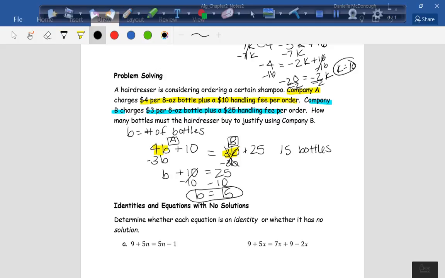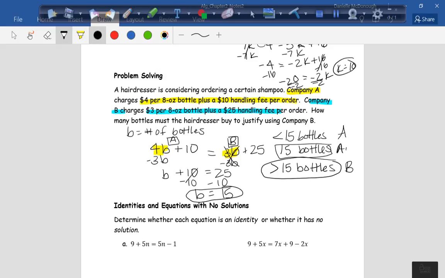What this tells me is that at 15 bottles, the cost is going to be the same. So if I order more than, or greater than, 15 bottles, that is when Company B is going to be cheaper. Okay? If I order 14 bottles or less, so if I order less than 15 bottles, you want to go with A. If it's greater than, you want to go with B. And if you're going to order 15 bottles, it doesn't matter, A or B, because they're going to cost the same. I hope that kind of makes sense.